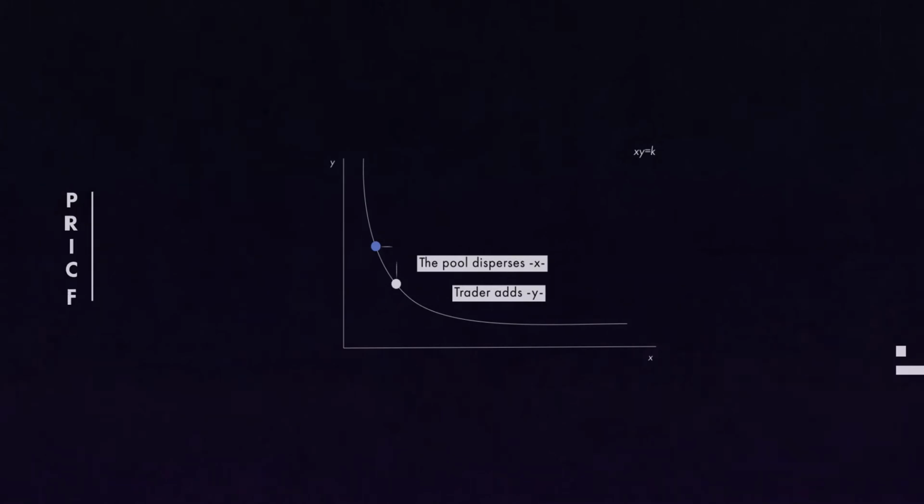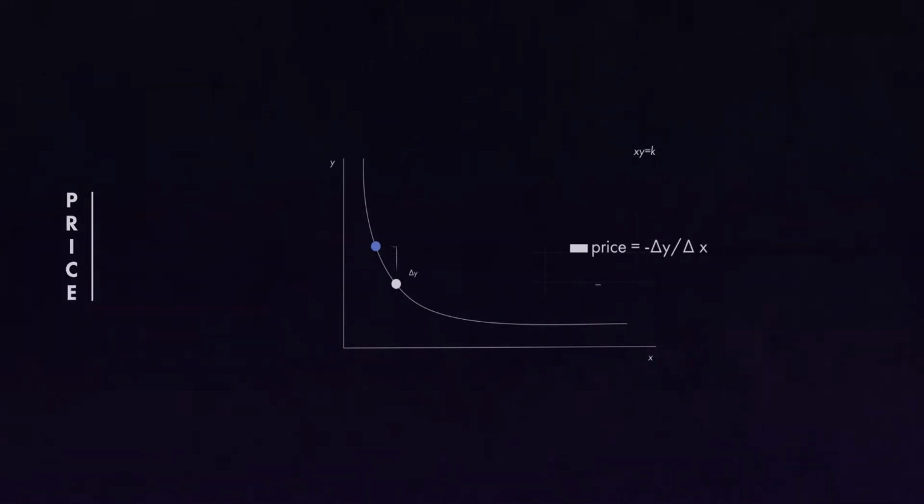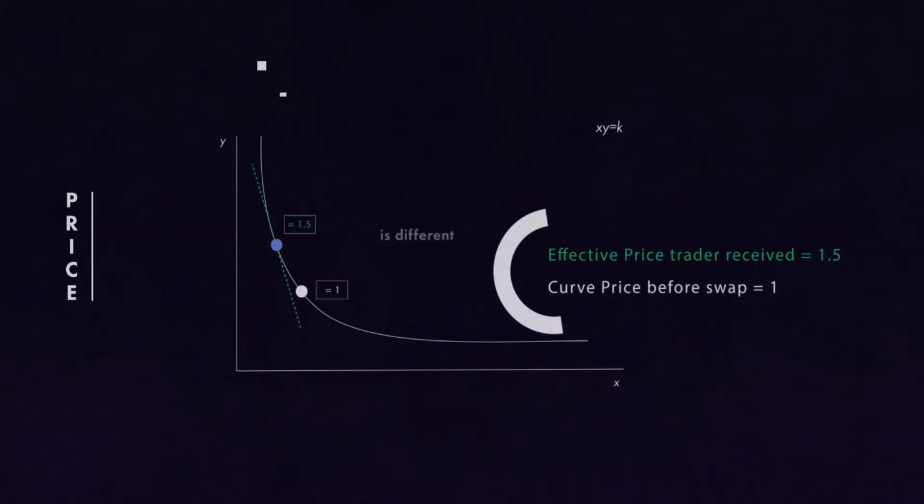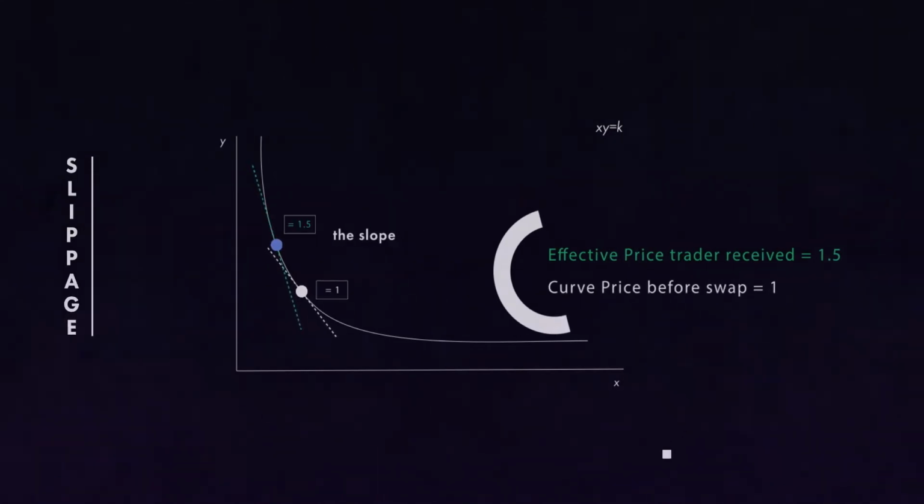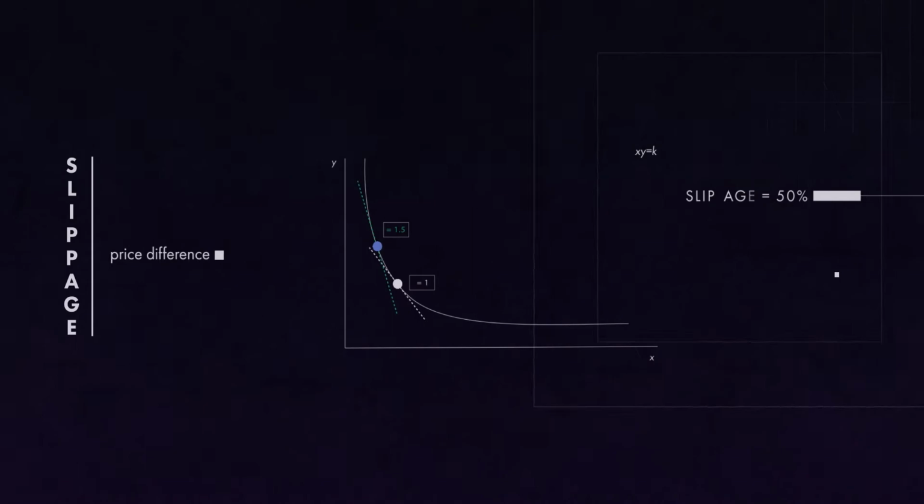The price a trader pays is negative delta Y divided by delta X. The price the trader pays is always different than the current pool price, because the slope of negative delta Y divided by delta X is different than the slope at the tangent point. This price difference is called slippage.